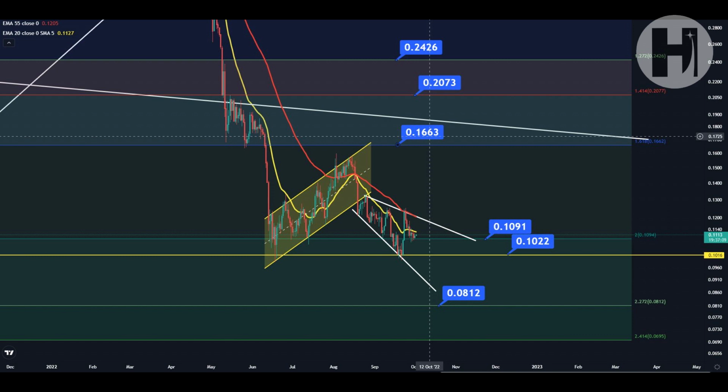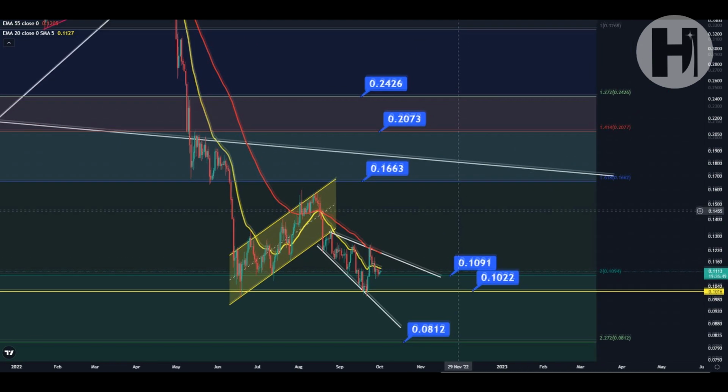We have seen strong moves to the upside for Bitcoin. I think last year, Bitcoin went up 75% in October. So potentially we could see that this time around as well. And that would put Bitcoin at around about $31,000. And as you can imagine, altcoins will pump alongside Bitcoin.